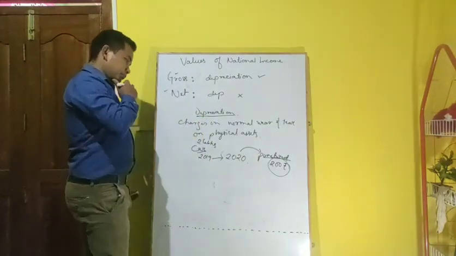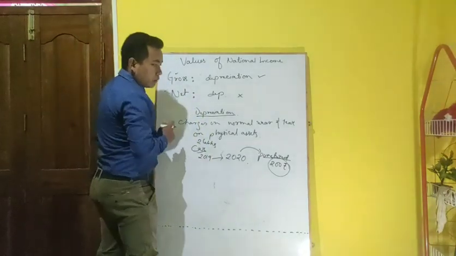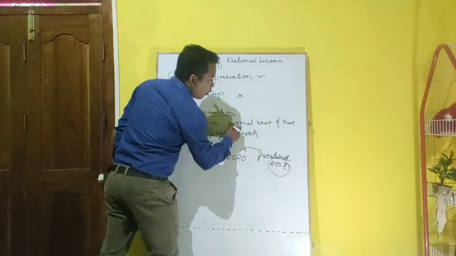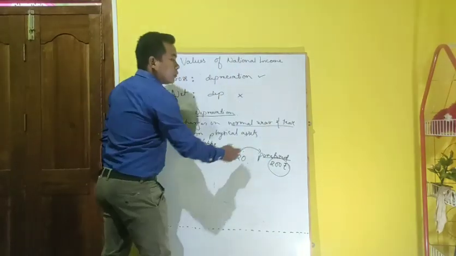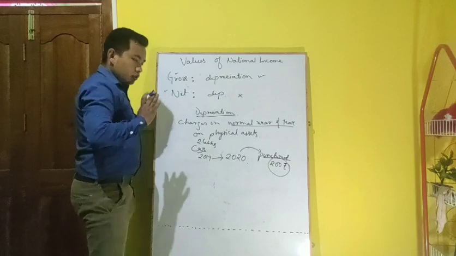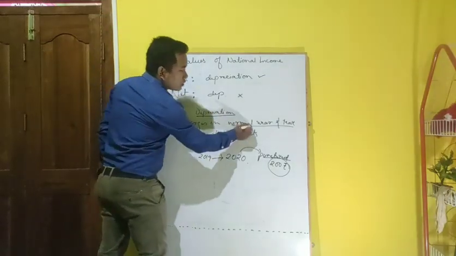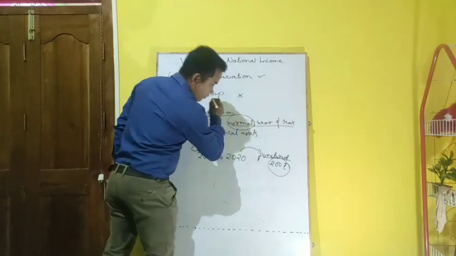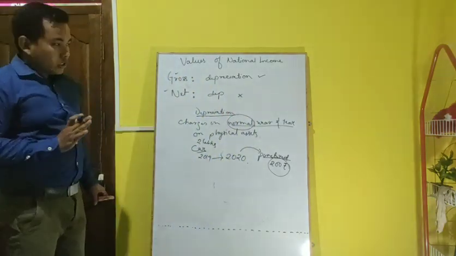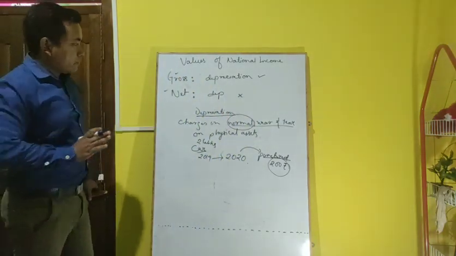Now let's see this. We have one term again, normal wear and tear. We know what wear and tear means, very simple as it is, literally the wear and tear. But why normal? Why use this word normal? Even though it's a very minor thing, we should not skip this one.